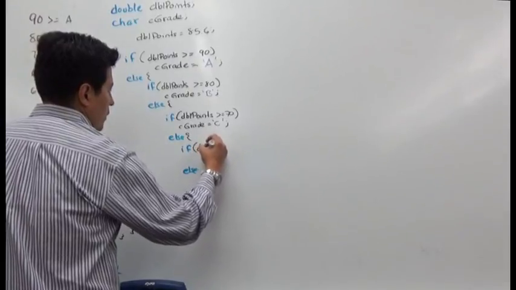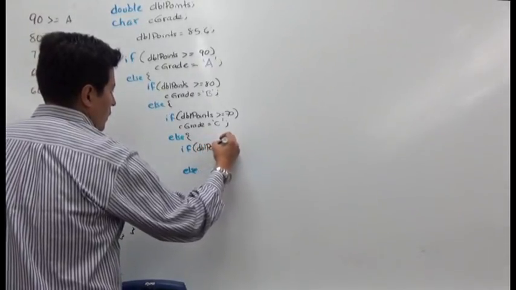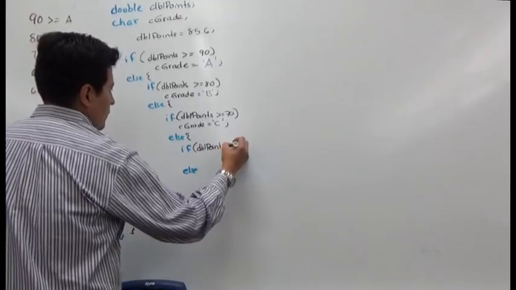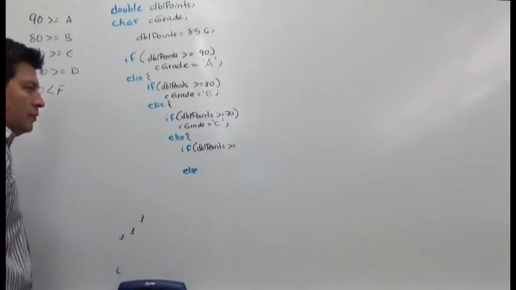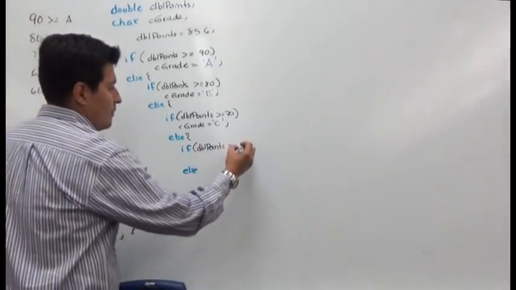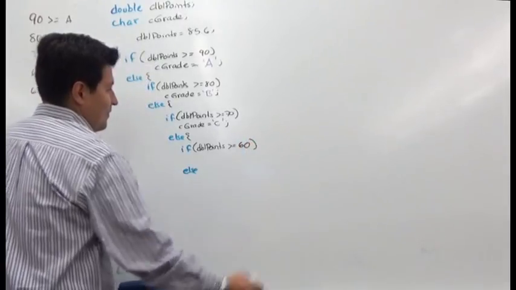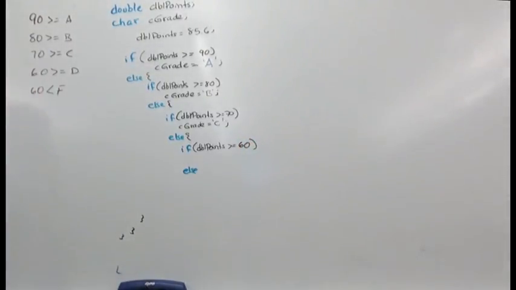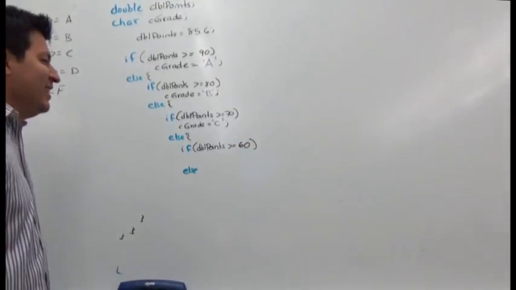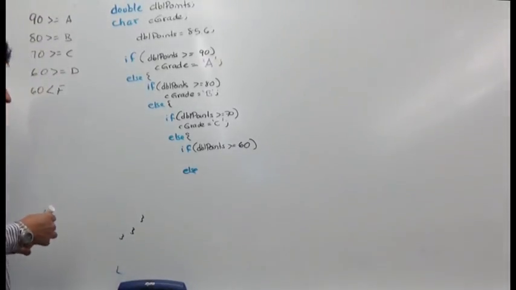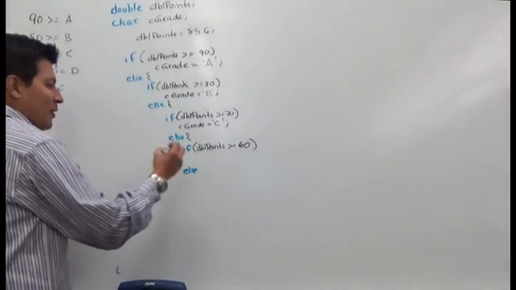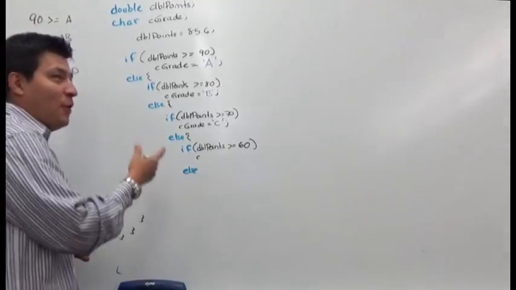Question. Is there a way to do this all on one line so you don't have to keep on writing if else, if else, if else? Yeah. Just get an A. Alright. Trust me, I wish I had copy paste on the board.